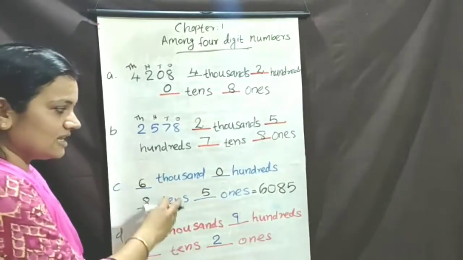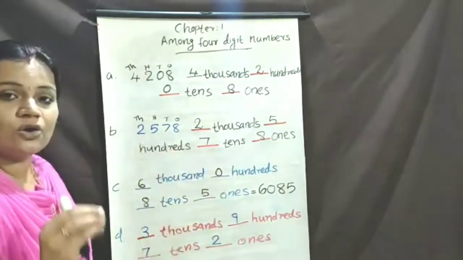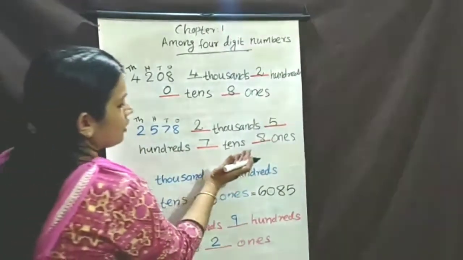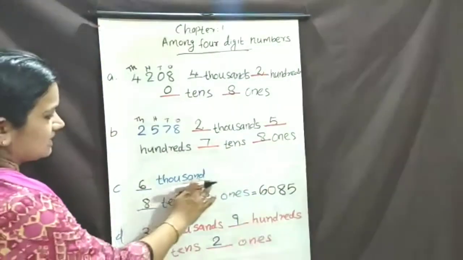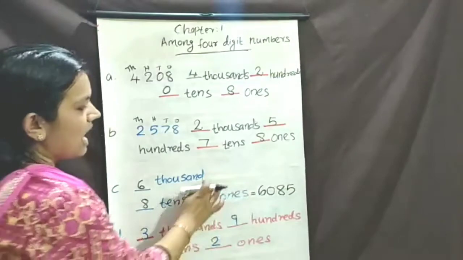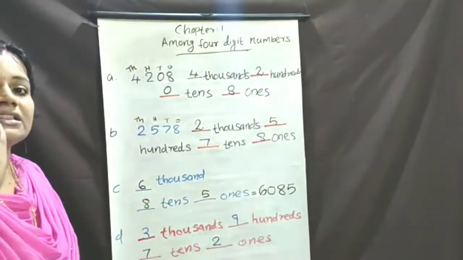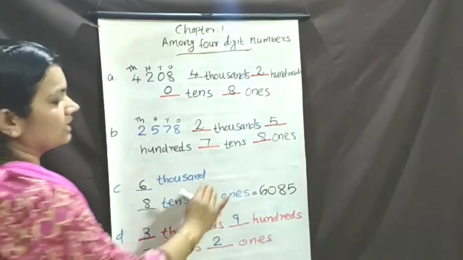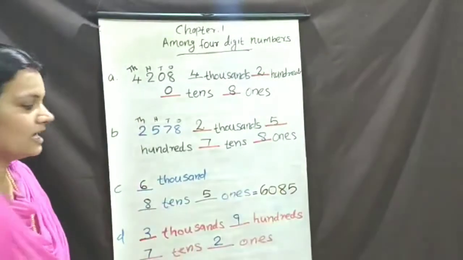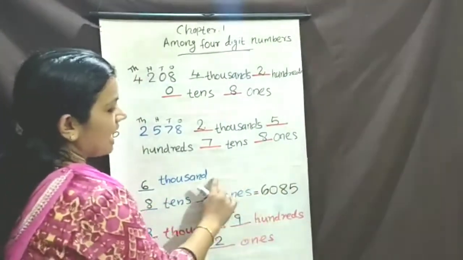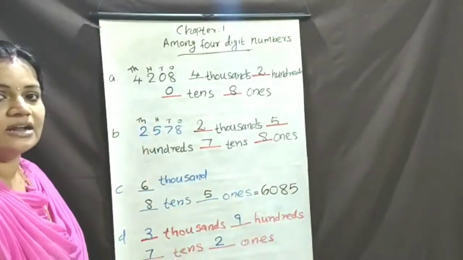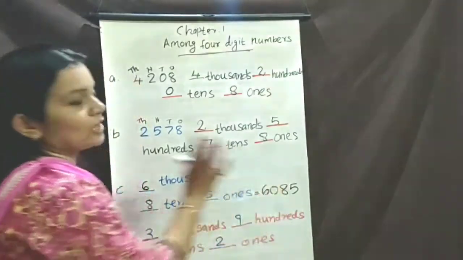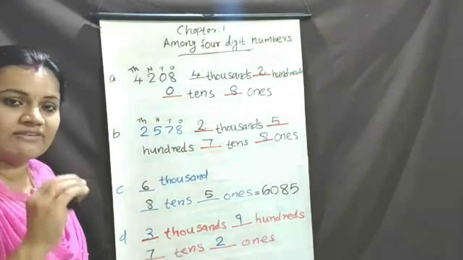Any place that is missing, we put 0 in that place. For example, hundreds is not given. Only 6000, 8 tens and 5 ones are given. The hundreds place is missing here. We already know the 4-digit number places are ones, tens, hundreds, thousands. The hundreds is not here, so how do we write it? First you write 6 here. The hundreds is missing and not given, so in that place you put what? Put 0.